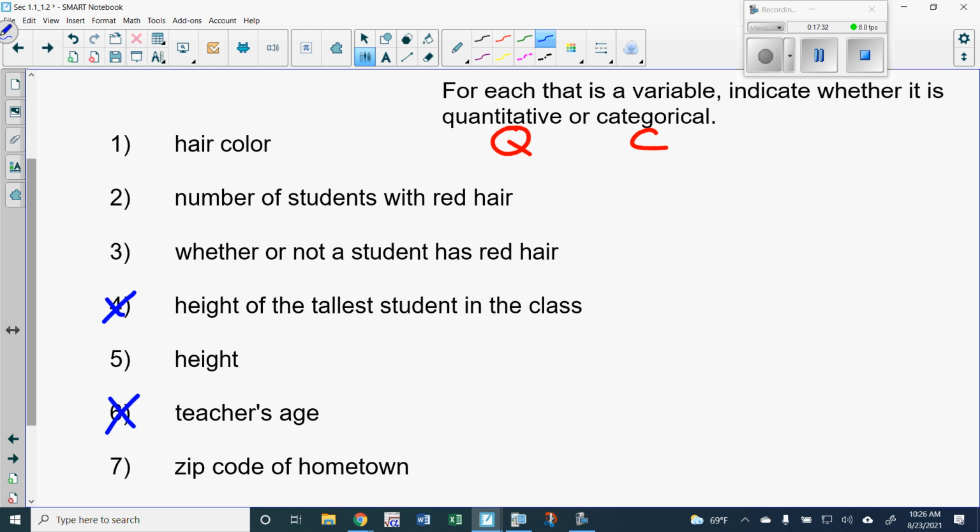Hair color, Q or C? C. Whether or not a student has red hair? C. Height? Q. Zip code? It's a number. That is a C. It's kind of a trick one, right?